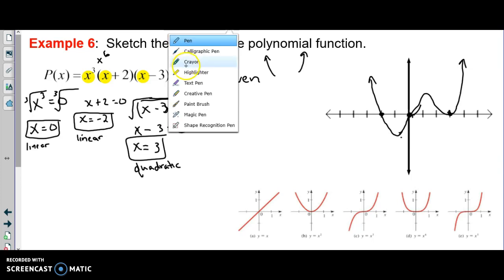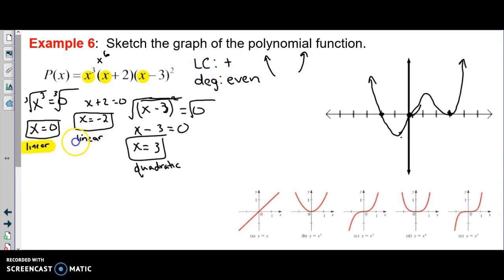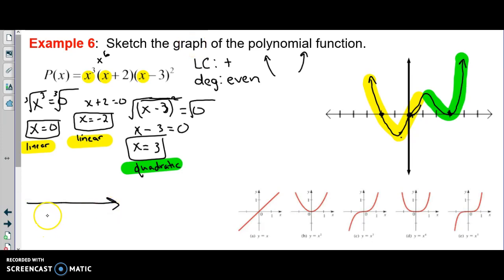So I'm going to highlight everything. Our linears are in yellow. This takes care of our linear, and then this is how I have my quadratic, which is in green, kind of flows right about here. It turns into a quadratic. So linear, linear, and then a quadratic. Make sure you all read these from left to right and graph it from left to right.